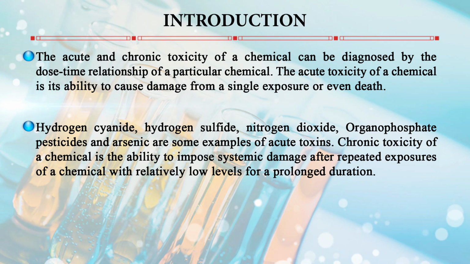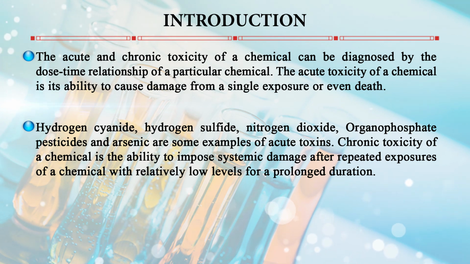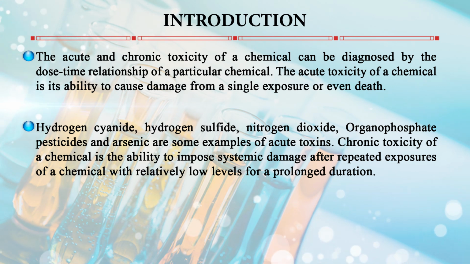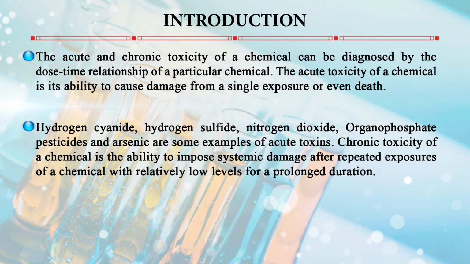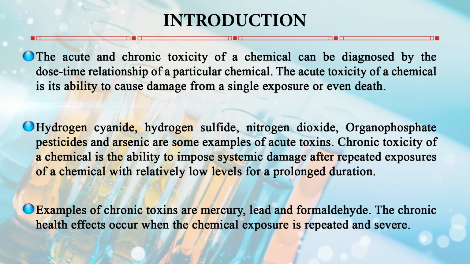The chronic toxicity of a chemical is its ability to impose systemic damage after repeated exposure at relatively low levels for a prolonged duration. For example, mercury, lead and formaldehyde. These chronic health effects normally occur when the chemical exposure is repeated and also severe in nature.